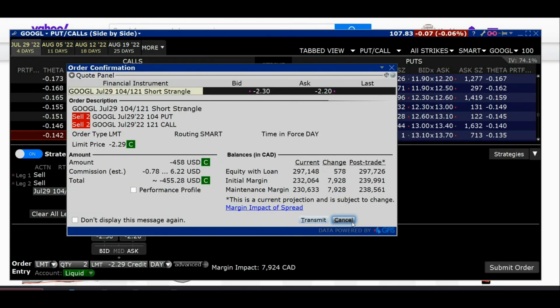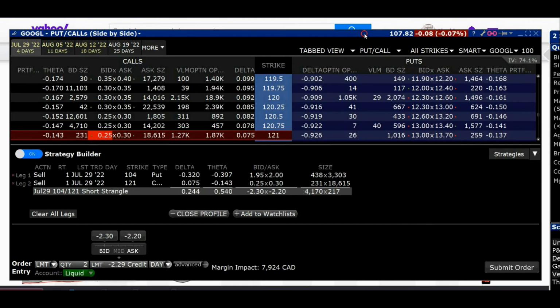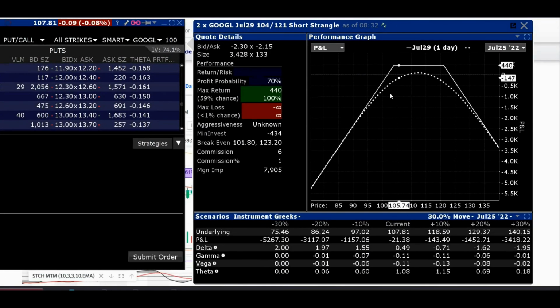Let's take a look at how likely that is to happen. If I click on profile, here is what the option will look like. So I have a 70% chance to make a profit. That's pretty good. 7 in 10 chance, and just under 60% chance of making a 100% return. So here are my break evens. One is at 101.8 and the other one's at 123.2. You can see it right here. So what this means is in the next 4 days, I want Alphabet to stay within this range from 101.8 to 123.2. So this looks like a pretty good profile. Looks like it's more likely to be profitable than last week.